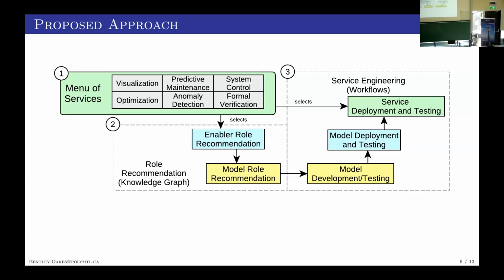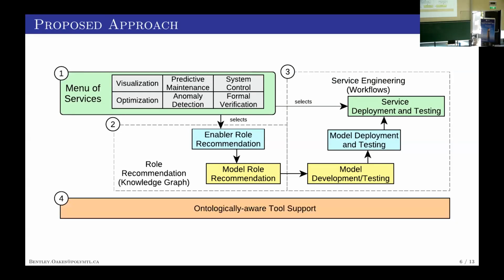I like this way of looking at it because it turns into a nice V model going from the top of abstraction down and then back up again with some testing. And we also need to support this with some ontologically aware tools.